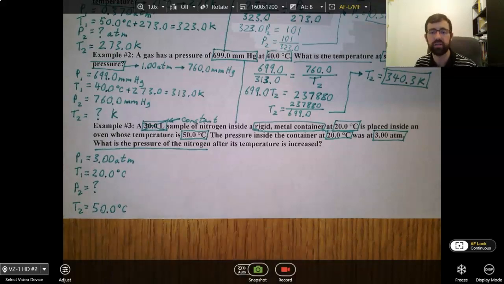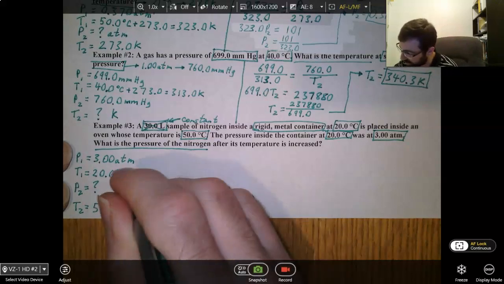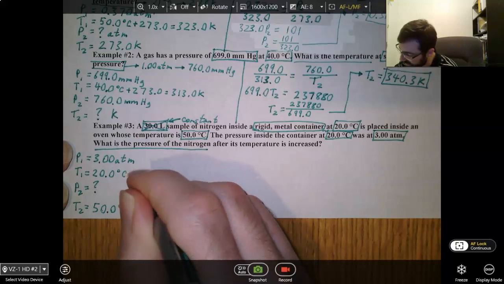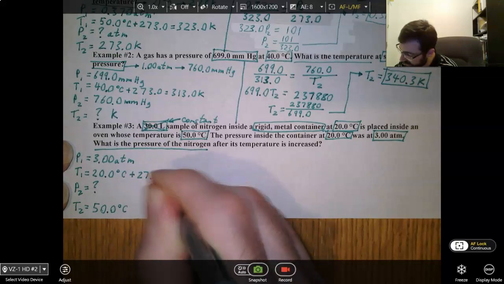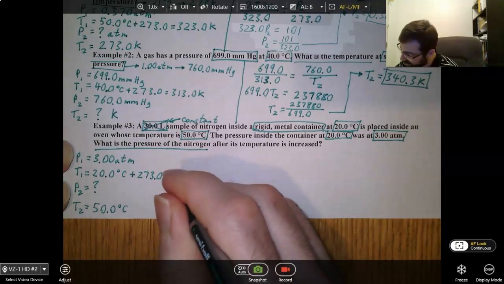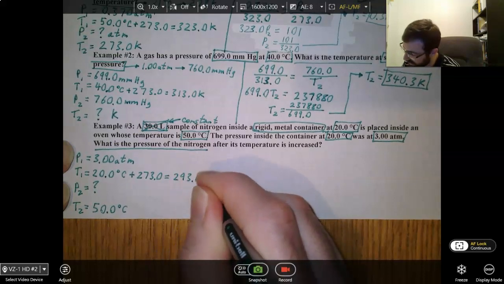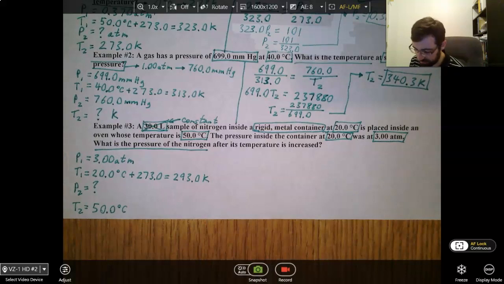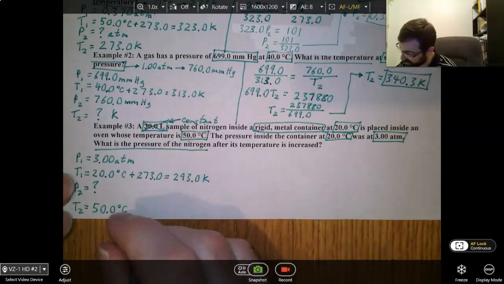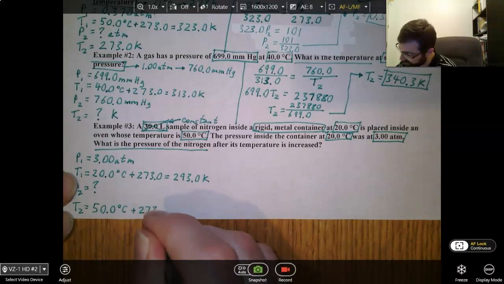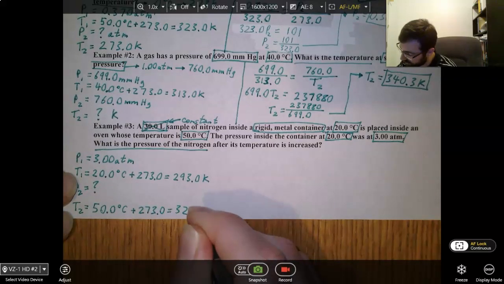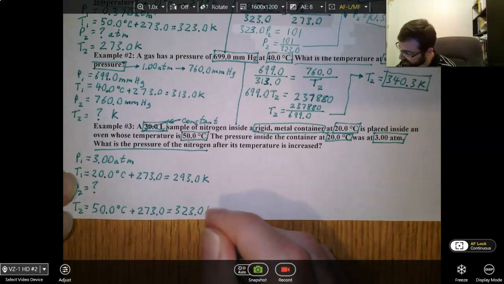Don't forget, when we're dealing with temperatures, you always add 273. I know I've been saying that every time I come to this, but it's important that you remember it. We add 273, so I get 293.0 Kelvin. And then if I add 50, you can get 323.0 Kelvin.